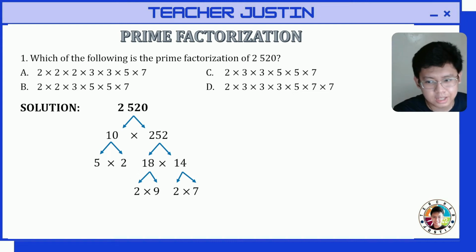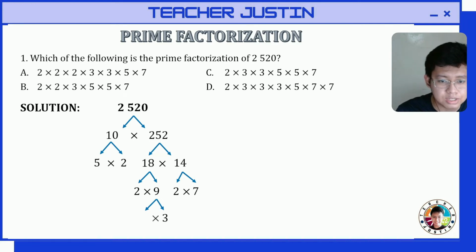Okay, tignan ulit natin kung pwede natin silang i-factor. So, ang pwede lang nating i-factor dito ay yung 9. So, 9, ang factor niya ay 3 times 3. So, since hindi na sila pwedeng i-factor pa, that's it. Tapos na tayo mag-factor. Kunin natin yung mga nasa dulo, which is yung mga prime numbers.